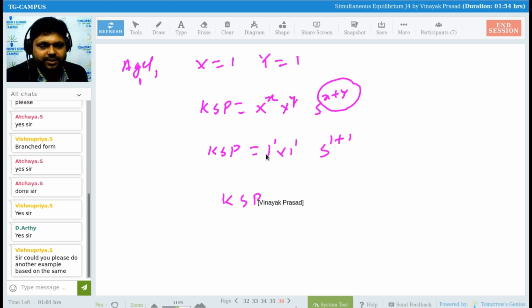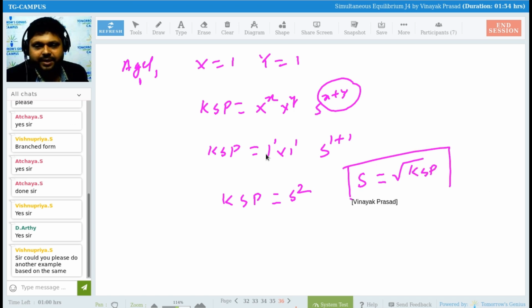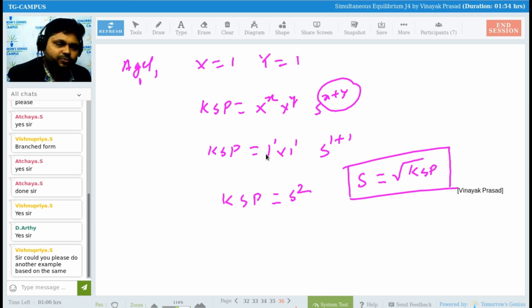So Ksp equals s^2. If you want to find the value of s, then it is the square root of Ksp. Guys, if you can do from this, then it will also be an easy task for you. Try to understand from here and take a break of 5 to 7 minutes, then we will be back.